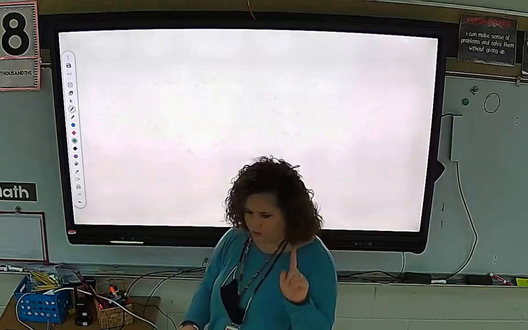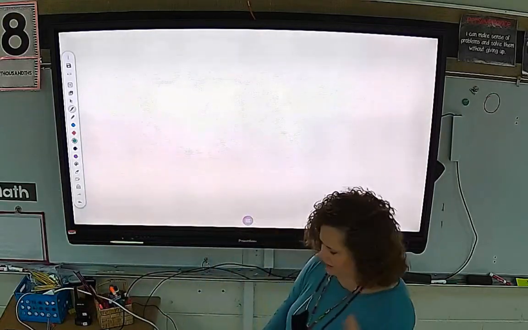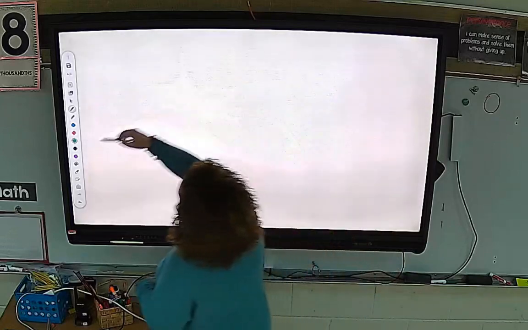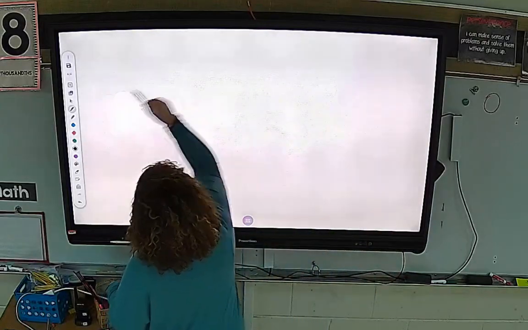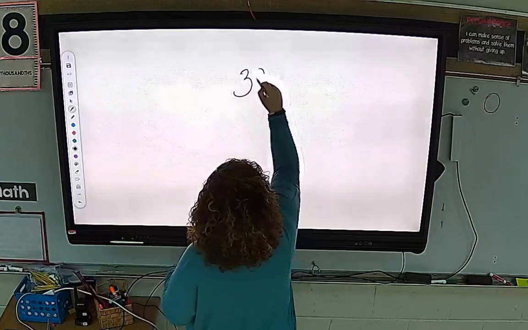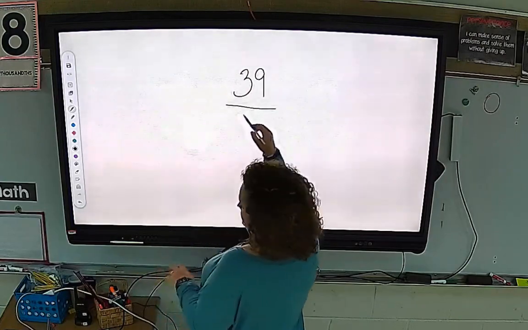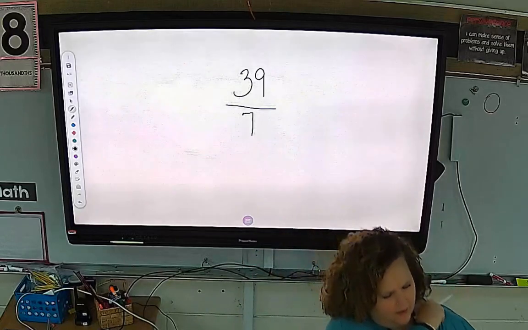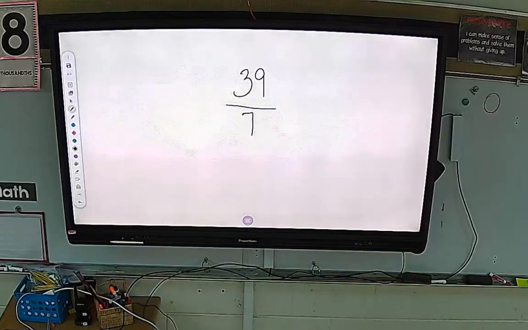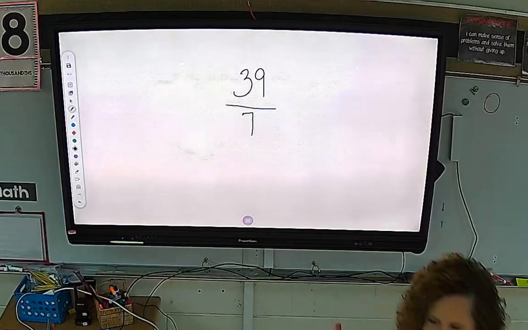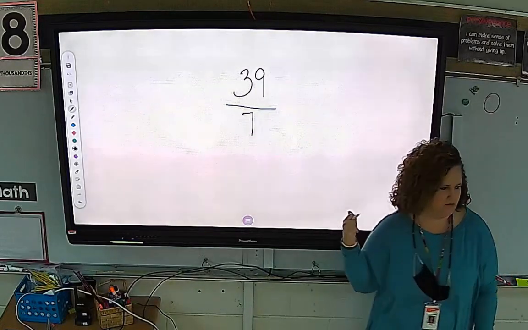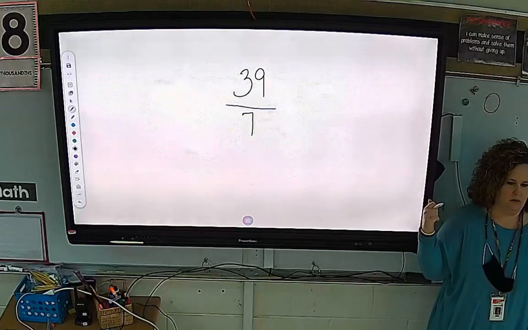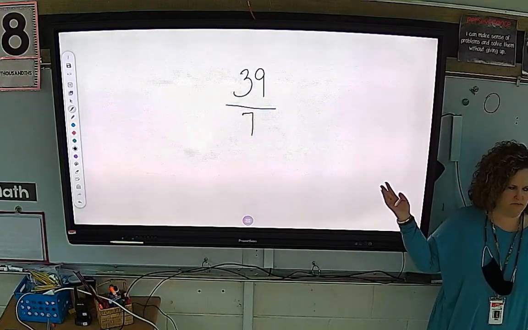Okay, one more little kind of get going problem right here. This one has more to do with what we've been learning about lately. You take 39/7 and turn that into a mixed number. It is an improper fraction right now. What is an improper fraction? What is an improper fraction?